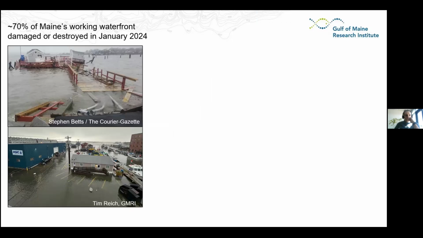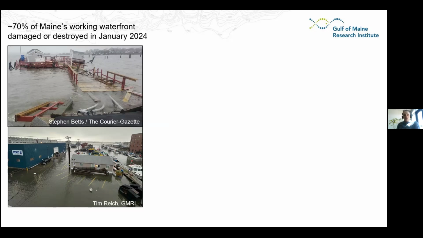We had these two extratropical cyclones that impacted the Maine coast on January 10th and 13th in 2024. And by some estimates, 70% of our working waterfront was damaged or destroyed. There were other things that contribute to the severity of the flooding impacts in this event besides the high sea level, but that 8 centimeter bump in sea level was a pretty big part of making the inundation effects so severe.